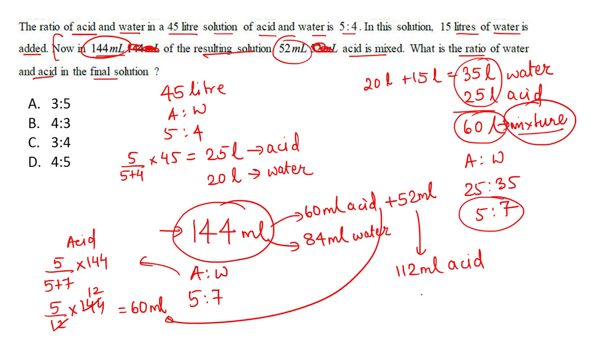How much is the water? 84 ml is the water. What we have to find out is the ratio of water to acid in the final solution. Water 84 ml, acid 112 ml. This gets cancelled out. We have to find the ratio, water to acid.